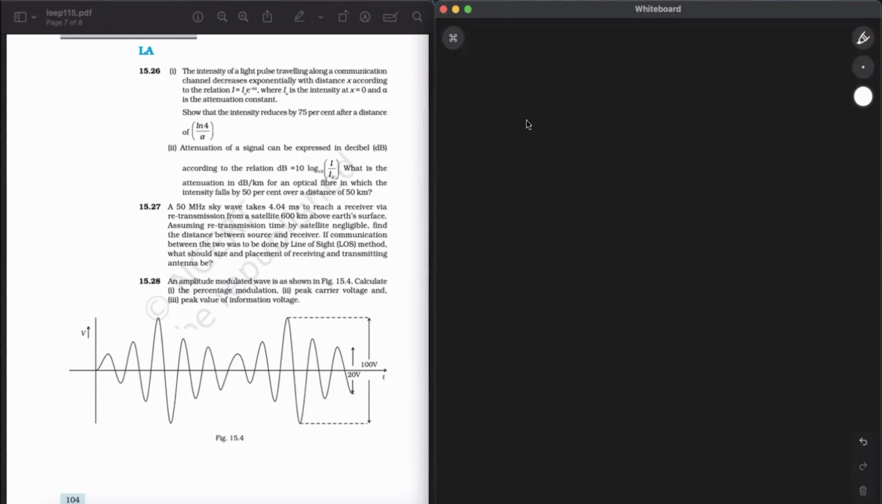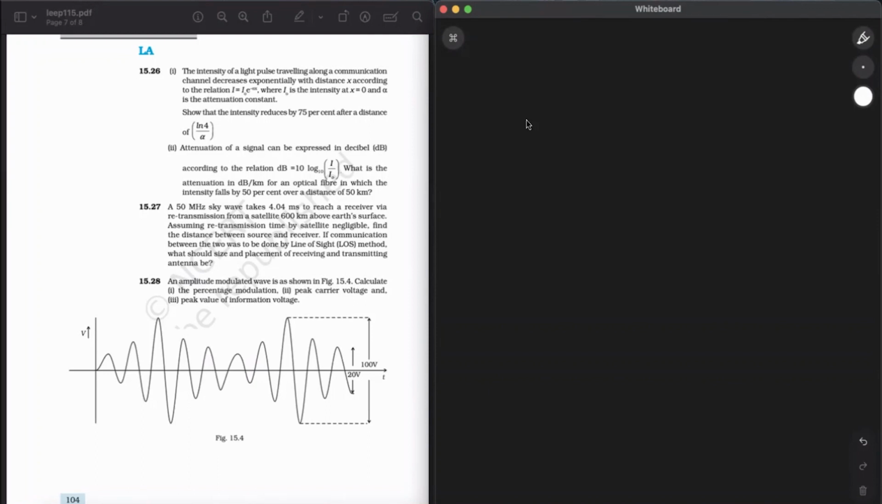Now the attenuation of a signal can be expressed in decibel according to the relation dB equal to 10 log base 10 I upon I naught. What is the attenuation in dB per kilometer for an optical fiber in which the intensity falls by 50% over a distance of 50 kilometers? So the second part of this question is that the attenuation constant of a signal is expressed in decibel form, according to the relation that has been given to us.